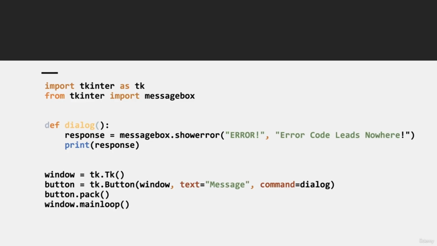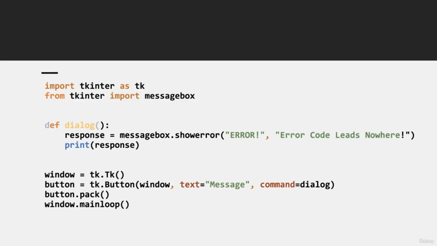The final function I will talk about that is a part of the MessageBox module is called showerror, which can be used to display error information. It displays a red warning icon and a single OK button, and same as the show warning function, it returns an OK string in every case. So let's follow the code step by step.